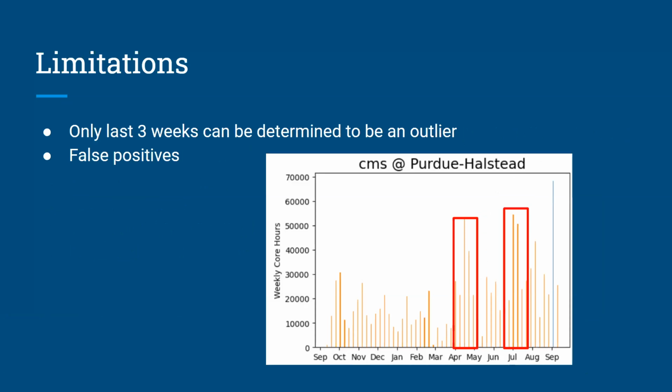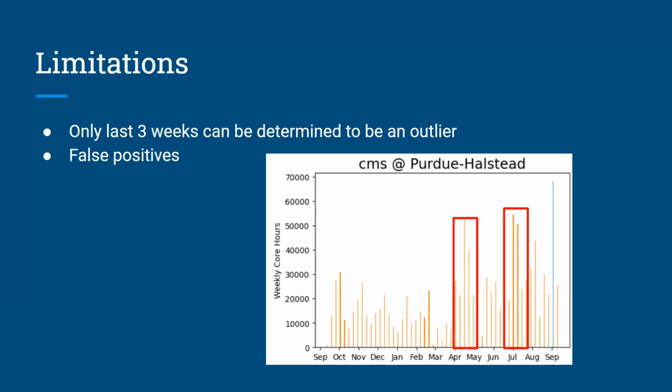And so there are still some limitations of this project. Currently, as you can see in this Purdue Halstead graph, there are these spikes in usage in previous months. But our program is only testing over the last 3 weeks, so only the last 3 weeks can be determined to be an outlier. And they're really the only problems that we can fix too. If we see spikes months ago, it's not really something that we can fix anymore at this point.